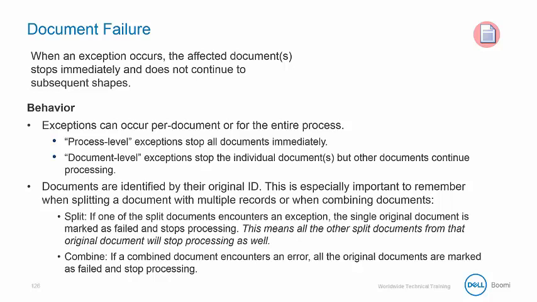Documents have an original document ID, and this is marked as a failure when the document is in error. So when a document with multiple records fails, then all of the split documents fail and stop processing. This is because they share the same original document ID, which is marked as a failure. You get similar results when you combine documents. So if one record in the combined document fails, then the entire document fails. Again, there's one original document ID when you combine documents into a single document.